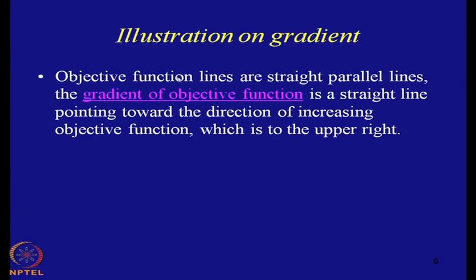If we say the objective function lines are straight parallel lines, the gradient of the objective function is the straight line pointing toward the direction of the increasing objective function, which is the upper right. It means that if we consider a scalar field, here the objective function is only a straight line. It could be a nonlinear surface even. If we consider a nonlinear surface, then at any point, if we consider the tangent plane at that point, and another direction that is orthogonal to the tangent plane, that would be the gradient direction.